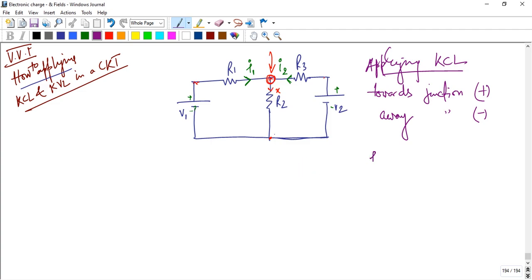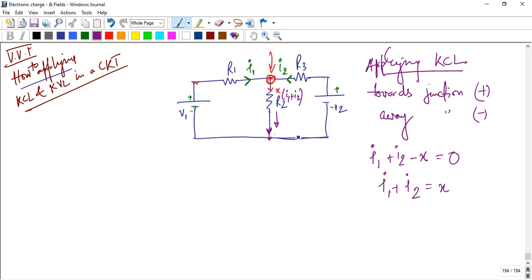So I1 plus I2 minus X, because X is away from the junction point, equals 0. So I1 plus I2 equals X. So the value of X is I1 plus I2. The current that passes through the R2 resistor is I1 plus I2. Now we know how to apply KCL. That's very easy.